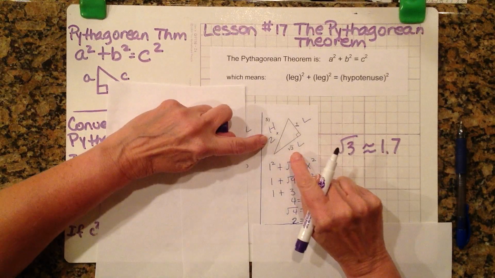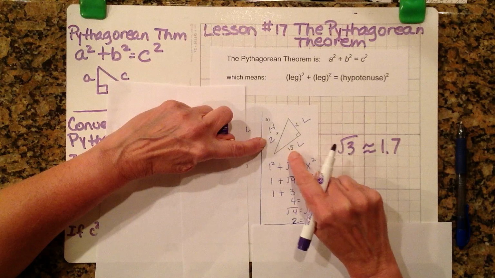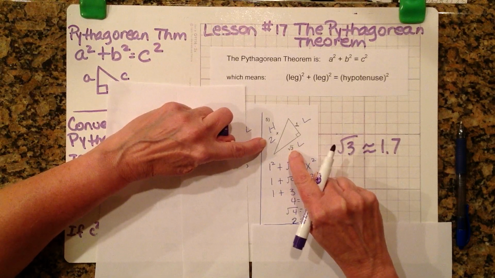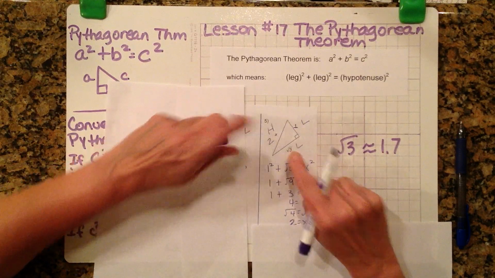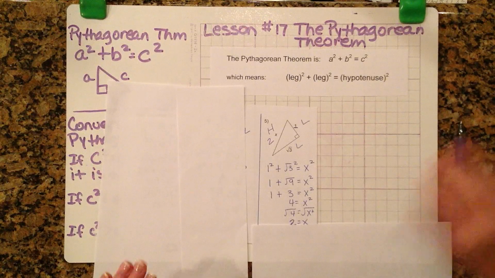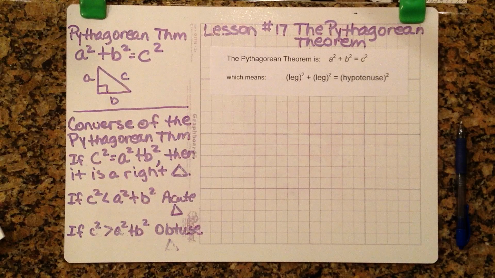A lot of students look at that and they go, oh, 3 is bigger than 2. That's not a 3. That's a square root of 3. So if you found the decimal equivalent of square root of 3, it would be less than the numerical value of 2. I just wanted to reinstate that. Okay, that's the Pythagorean theorem. Let's keep going. Let's look at the converse of the Pythagorean theorem.